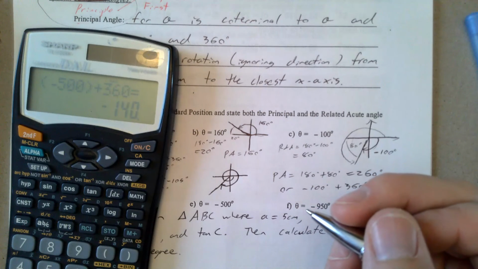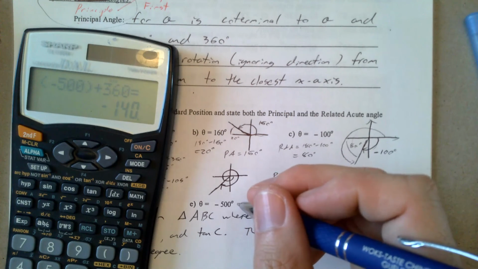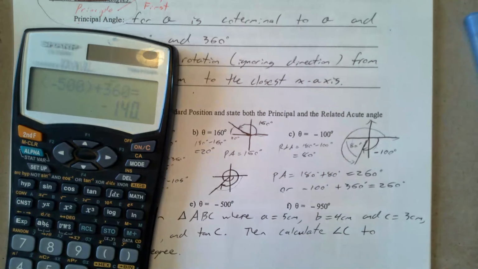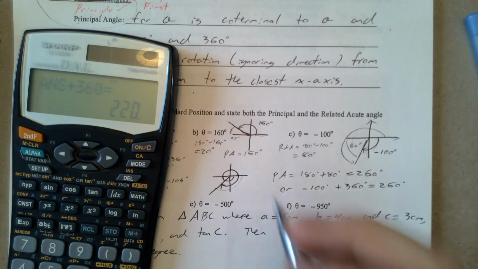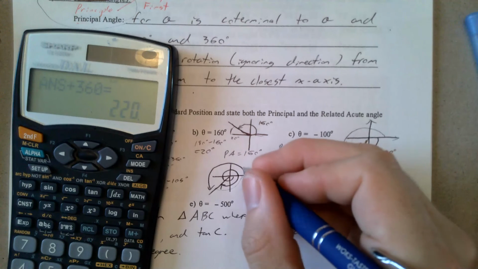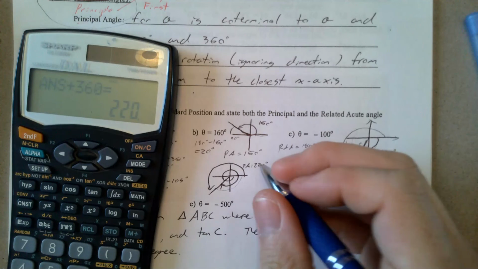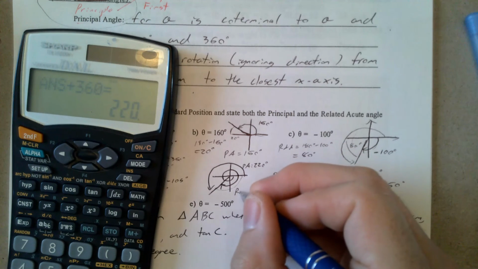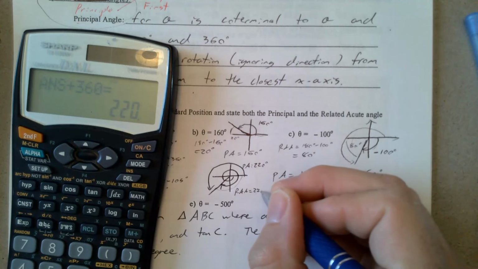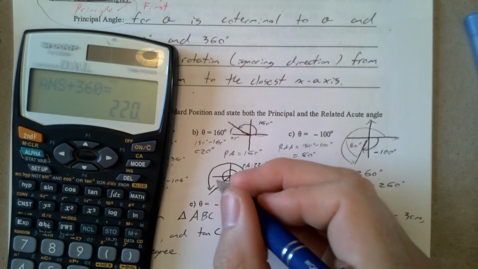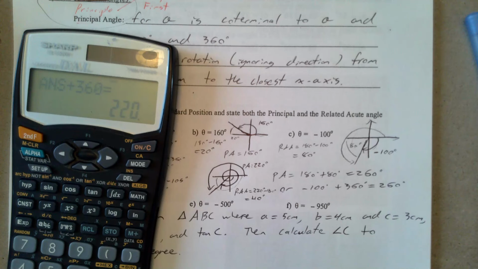Now, negative 140 degrees is coterminal to negative 500 degrees, but that's not a principal angle because it's not between 0 and 360 degrees. So I add another 360 to that, and I get my principal angle of 220 degrees. 220 degrees is past 180 degrees. Let's figure out how much past: 220 degrees minus 180 degrees is 40 degrees. That's how I sketch it. 40 degrees past the negative x-axis. Okay.